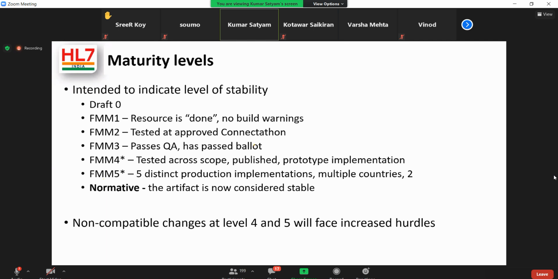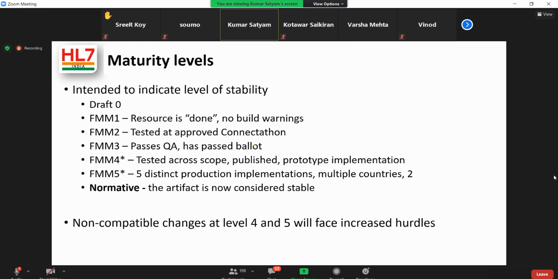So when a resource or an artifact is proposed, it is actually in the draft stage, right? Then when it goes through implementation, if the build is successful, it says FMM1, FHIR maturity model 1. Then you take that patient, I'm just taking the example of the patient resource, and you go around doing multiple implementations, right? And figuring out what is working, what is not working, right? And one by one, you pass different maturity levels, right?